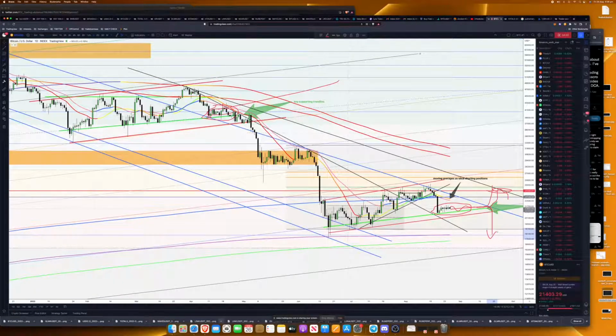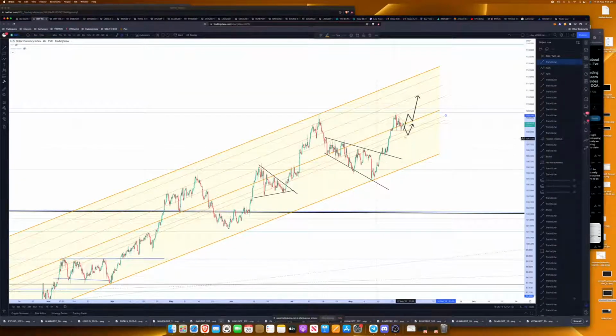If you look at the Dixie, it is slightly moving to the upside, and I do believe this is going to continue to go up. And so today might be a bearish day.